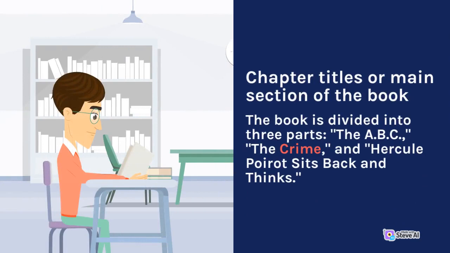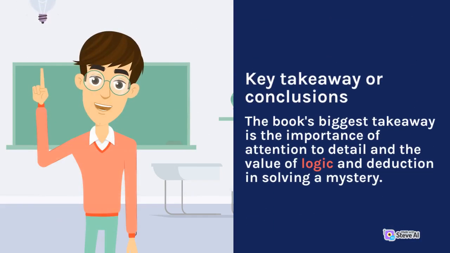Chapter titles or main sections of the book. The book is divided into three parts: The ABC, The Crime, and Hercule Poirot Sits Back and Thinks. Key takeaway or conclusions. The book's biggest takeaway is the importance of attention to detail and the value of logic and deduction in solving a mystery.